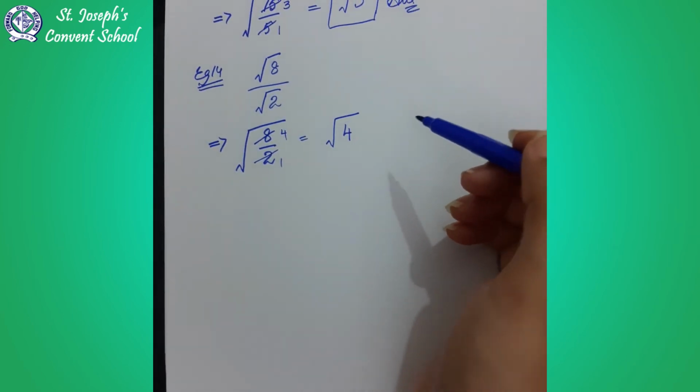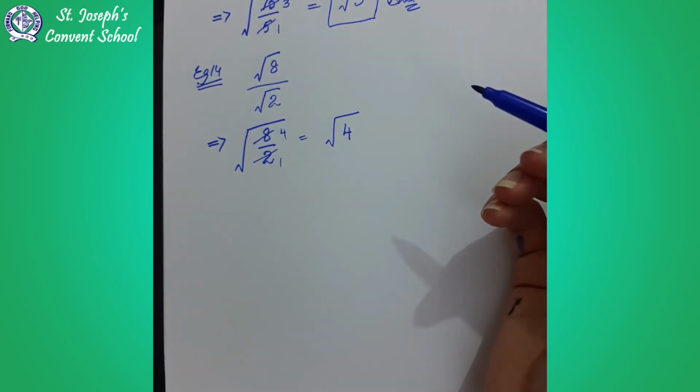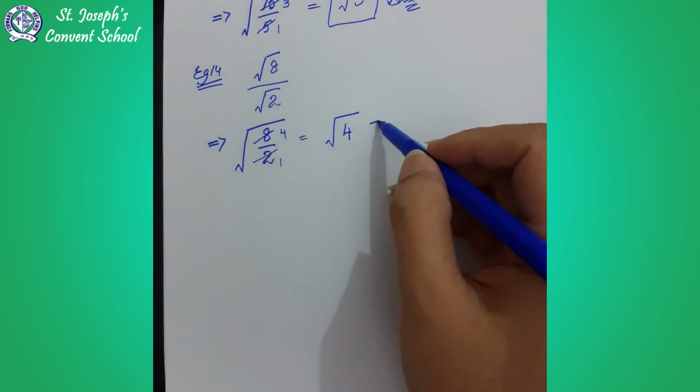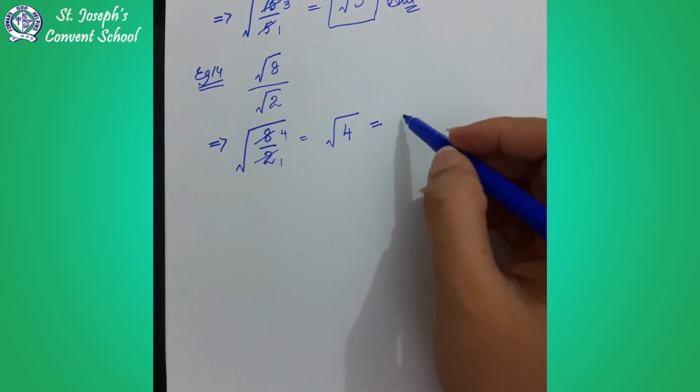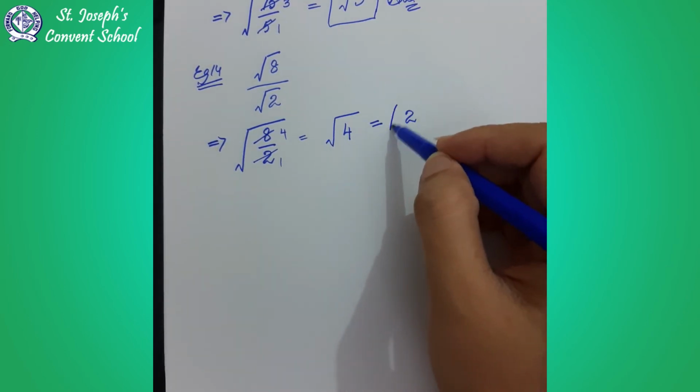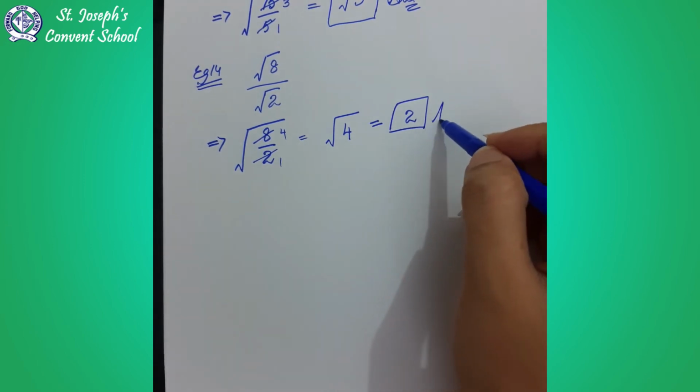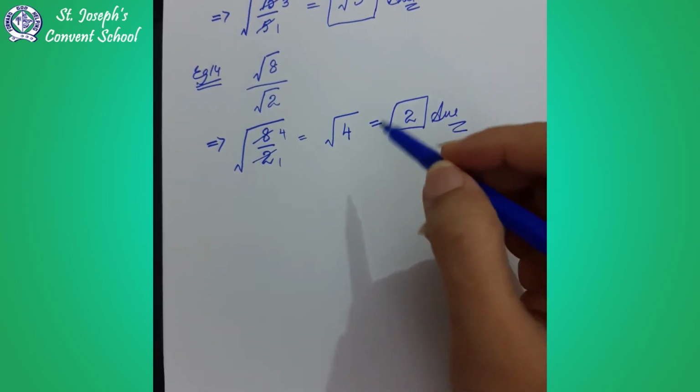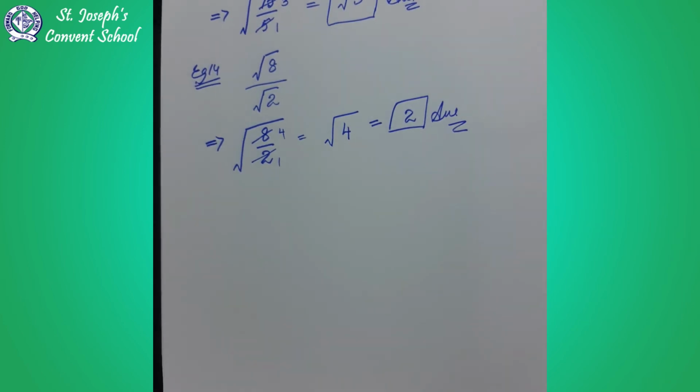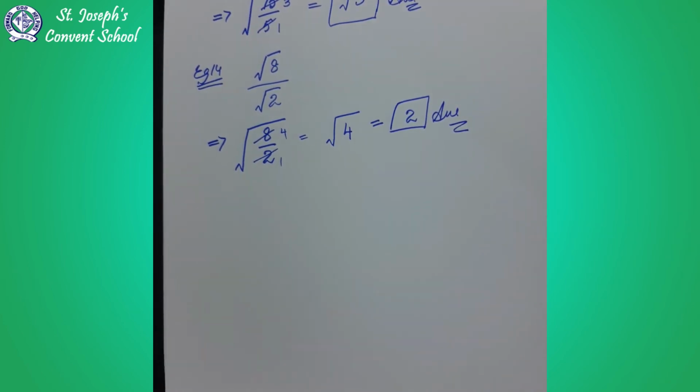Can you find the root? If it is possible to find the root of 4, then you find the root. Root of 4 is 2. So find the root and then write the answer. So this is another type. If both numerator and denominator are in the root sign, you write them in one root and simplify it, and if it is possible to find the root, find the root and solve it. Okay, now another type.